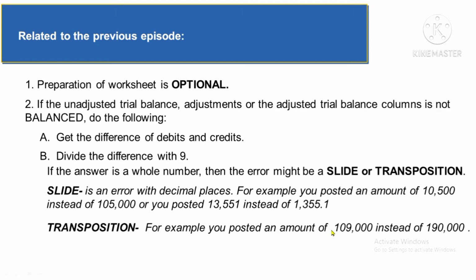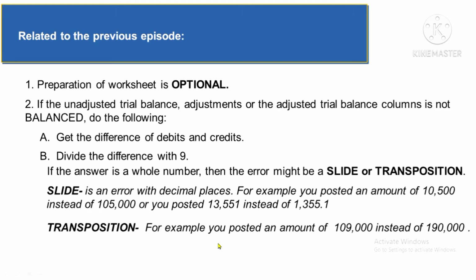In these two types of errors, if you try to get the difference between the correct amounts and the wrong amounts posted, like this 10,500 and 105,000, and if you divide their difference by 9, you're going to get a whole number. Let's try. The difference between these two, 10,500 and 105,000, is 94,500, right? So that 94,500 divided by 9 is 10,500. No decimals. So you are welcome to try the other examples mentioned.